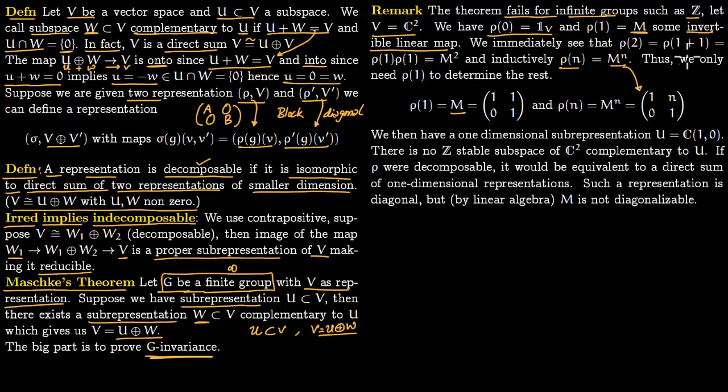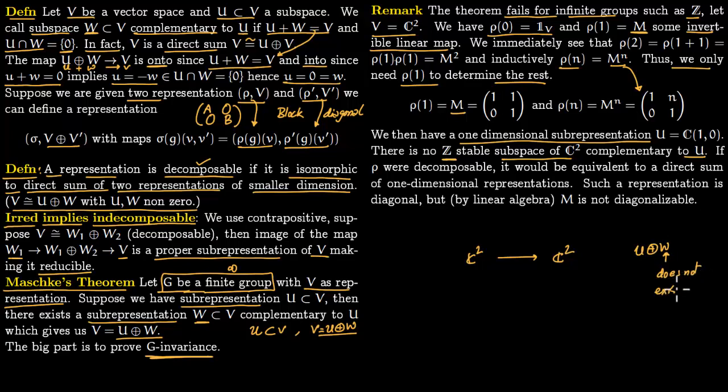So what we only need is rho of 1 to determine the rest of the matrices, which take C2 to C2. We obviously have a one-dimensional sub-representation U, which is just complex C. But there is no Z-stable subspace of C2 complementary to U, because Maschke's theorem says that if you have this sub-representation, then you should be able to find some W so that you can write your space like this. But we are saying this W does not exist.